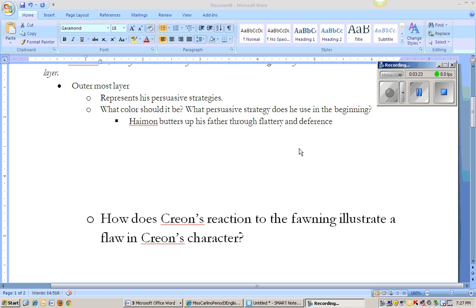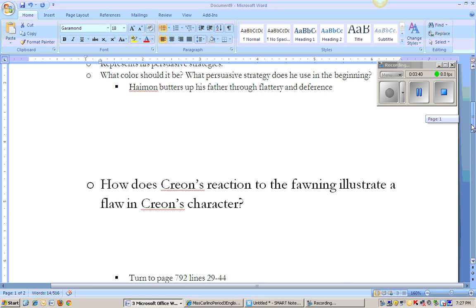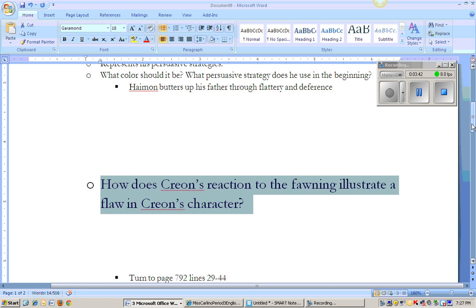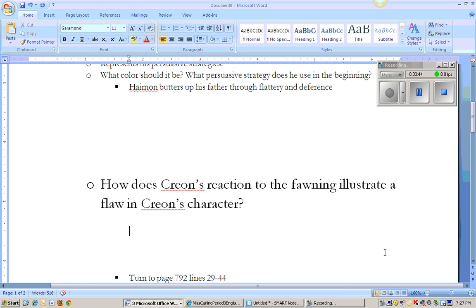Despite Haemon's excellent strategies, how does Creon's reaction to Haemon's fawning, Haemon's buttering him up, illustrate a flaw in Creon's character? How does the reaction illustrate a flaw? Pause me. If you need some guidance, you can turn to page 792 and look at lines 29 through 44. What specifically, if you haven't discussed it already, seems flawed there?